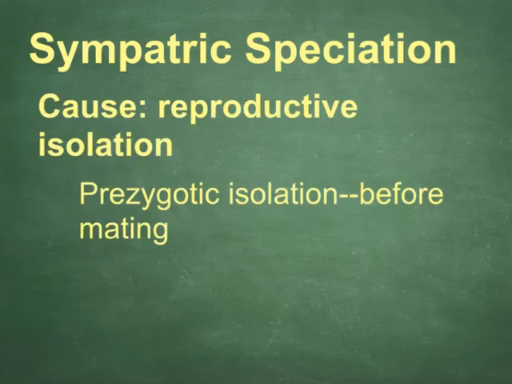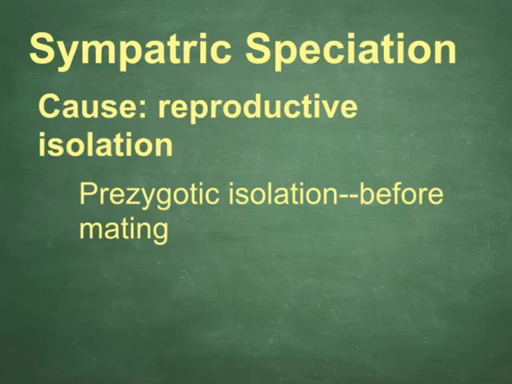The second type of speciation can actually occur as a result of reproductive isolation rather than geographic isolation, and this is called sympatric speciation, sym meaning the same. In this particular instance, the organisms may actually still be located in the same location. They may just become reproductively isolated.